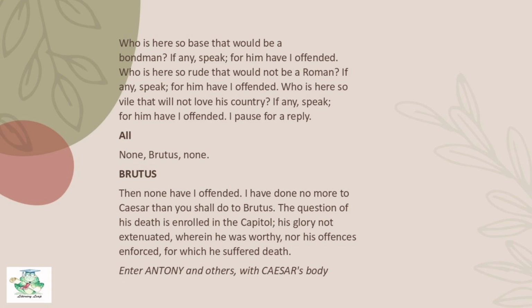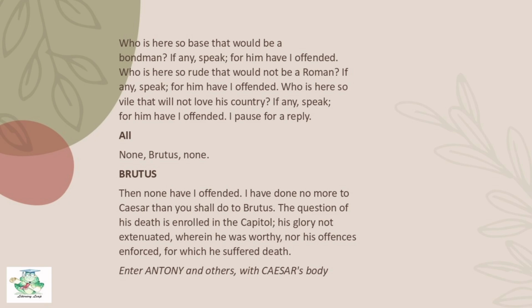When he says, "who here is so vile," it means he's asking who here is so wicked or so evil that he will not love his country. So, in these lines, Brutus tries to appeal to the emotions and patriotism of the citizens, using his honor and reasoning to justify Caesar's assassination.